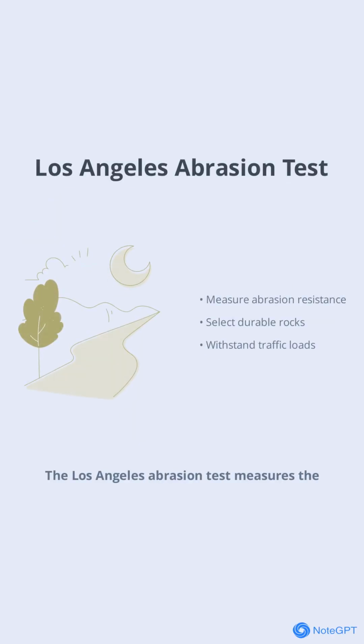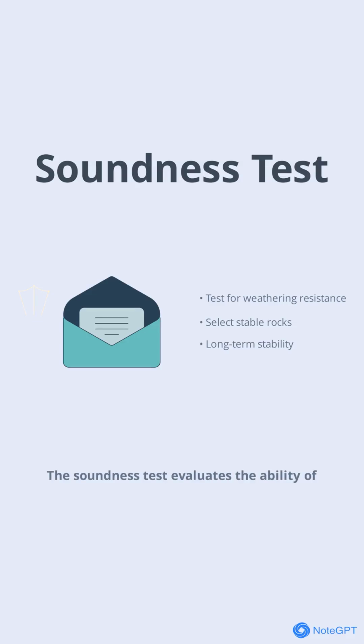The Los Angeles abrasion test measures the resistance of rocks to wear and tear. This is especially important for rocks used in road construction, where they will be subjected to constant traffic and friction. Rocks that perform well in this test are more likely to withstand the demands of the structure and maintain their integrity over time.